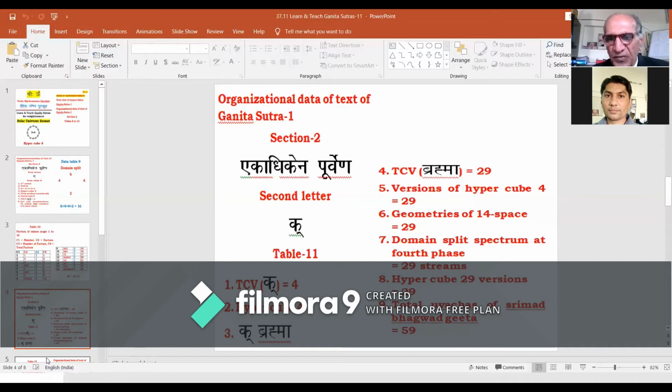Therefore, these features, when approached a step ahead in respect of hypercube 29, then we shall appreciate that there are as many as 59 versions of hypercube 29, and the value 59 is the value of 59 geometries of hypercube 29, and there are precisely 59 vachas of Srimad Bhagavad Gita.